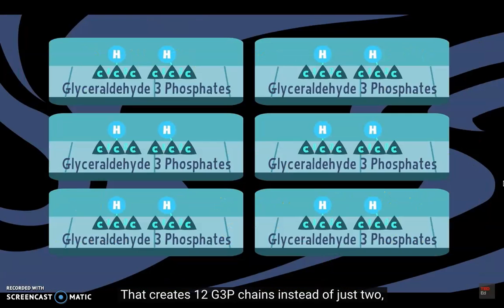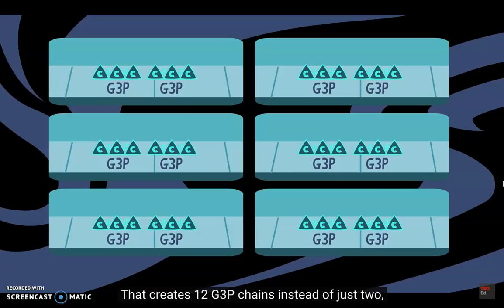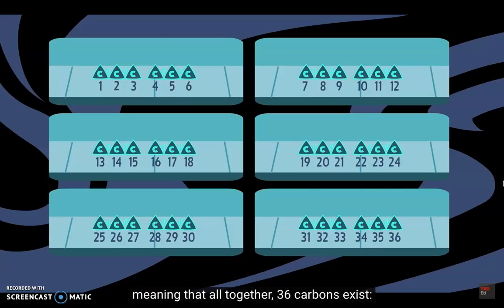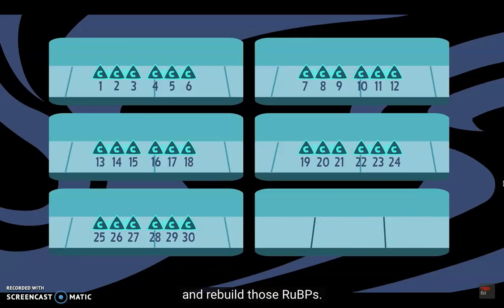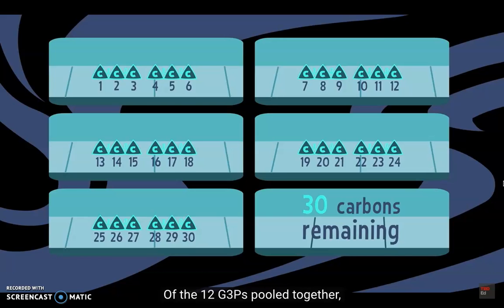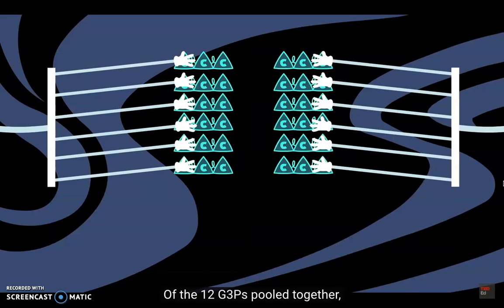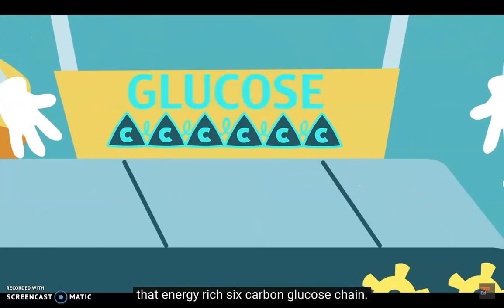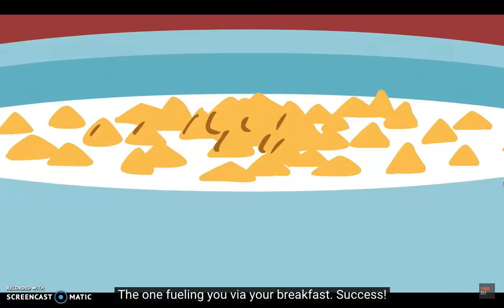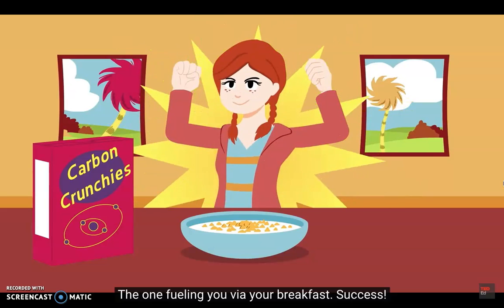That creates 12 G3P chains instead of just 2, meaning that altogether 36 carbons exist, the precise number needed to manufacture sugar and rebuild those RUBPs. Of the 12 G3Ps pooled together, 2 are siphoned off to form that energy-rich 6-carbon glucose chain, the one fueling you via your breakfast. Success!